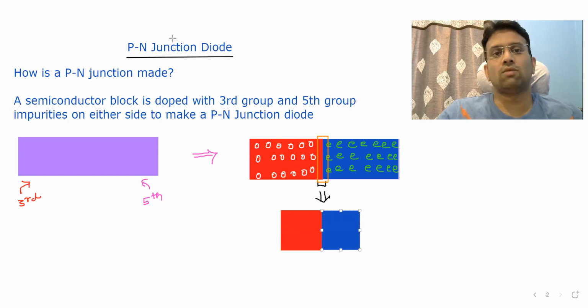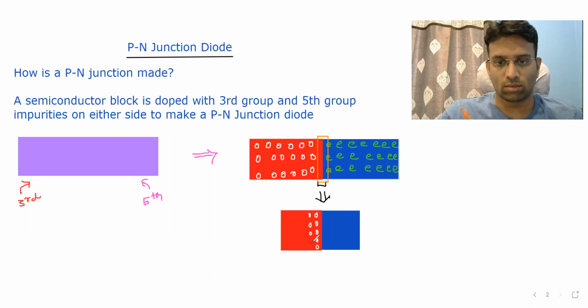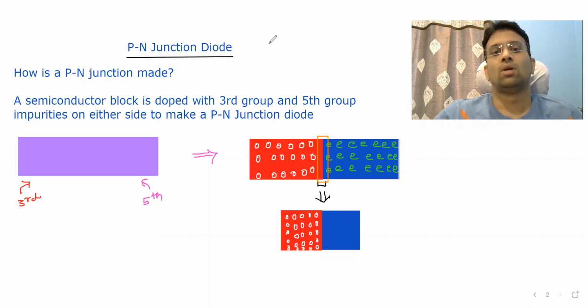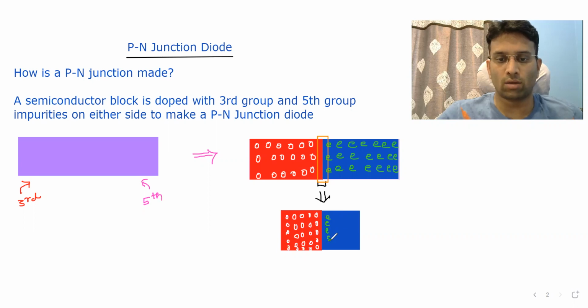So please understand, at the junction, as we have already discussed, there are many holes. I mean, holes are in majority here, and electrons are in minority. Similarly, on the other side, you have electrons in majority, holes in minority.